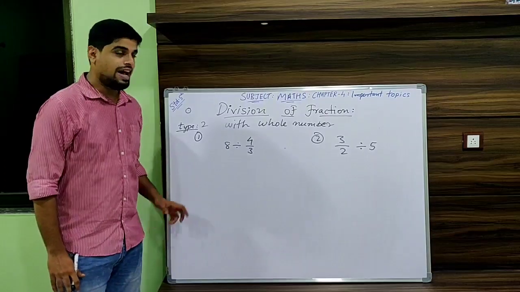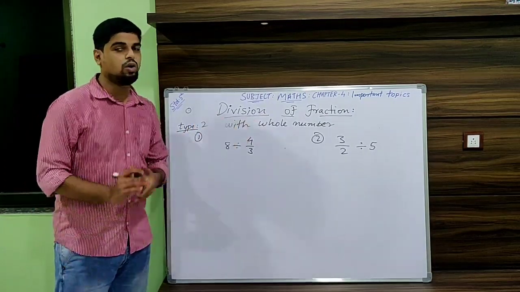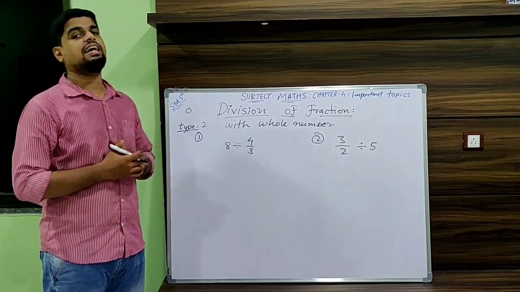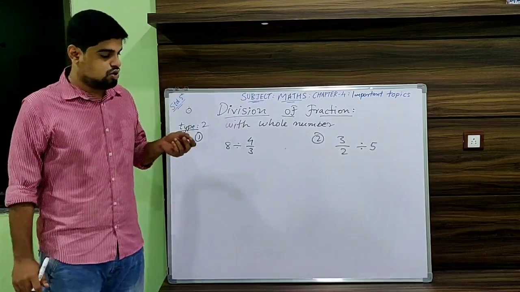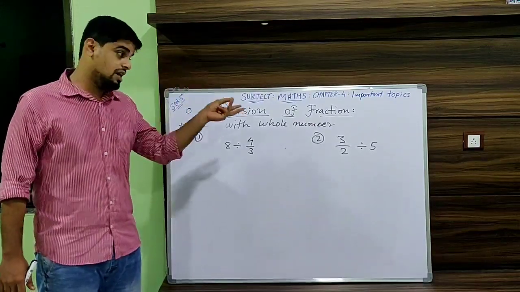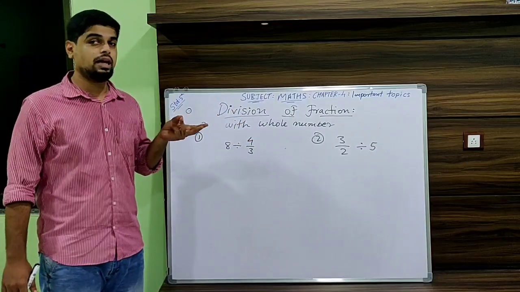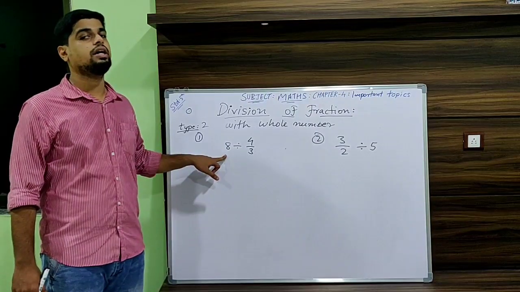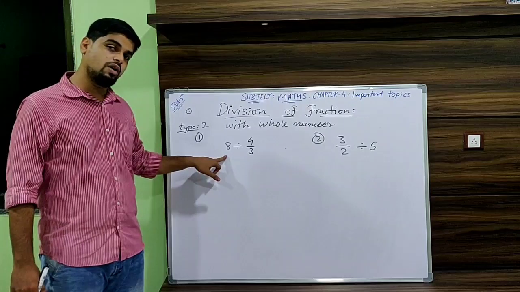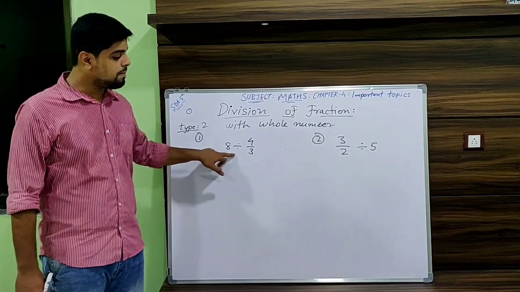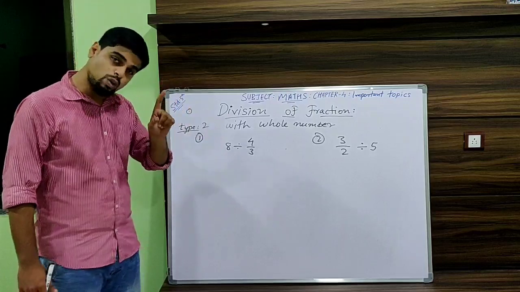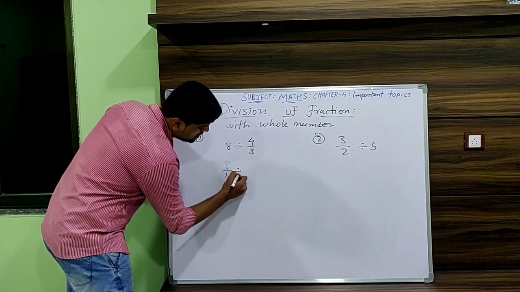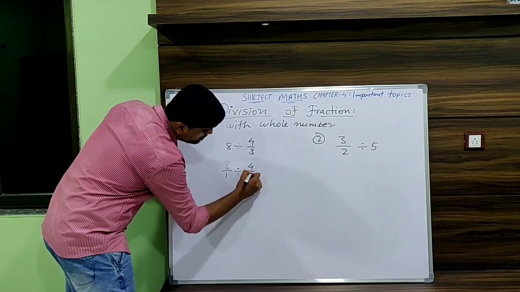Okay. Now, finally, we have to learn division with a whole number. When a fraction is given and a whole number is given, how can we divide that? As we have learned in addition, in subtraction, and finally also in multiplication, whenever a whole number is given, we have to first convert it into a fraction. And how to convert a whole number into a fraction? We simply divide that whole number by 1. So we can rewrite this equation as 8 divided by 1, whole divided by 4 upon 3.